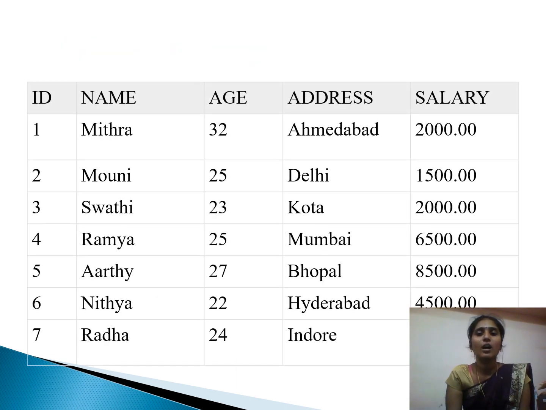So here is the output of select star from customer table. We can insert the 7 values for the customer table. So the values are ID, name, age, address, and salary. These are the customer table values.